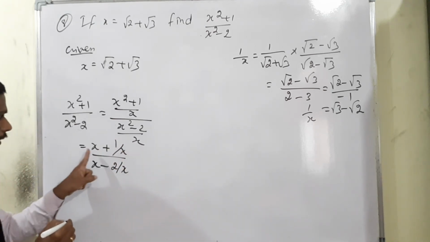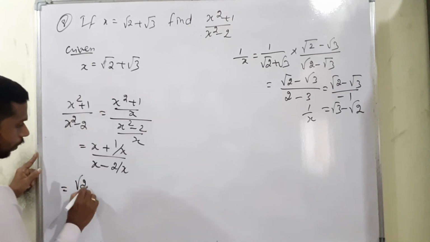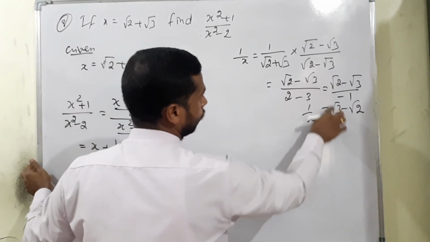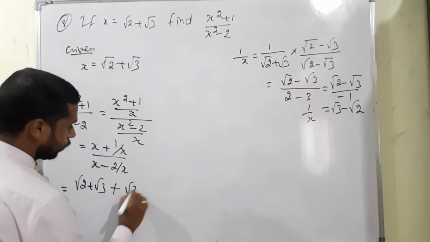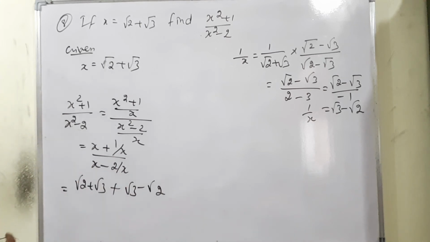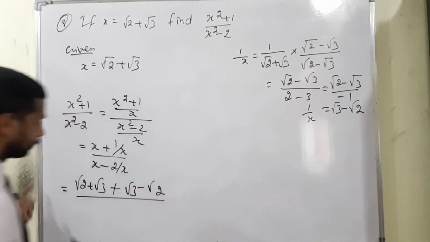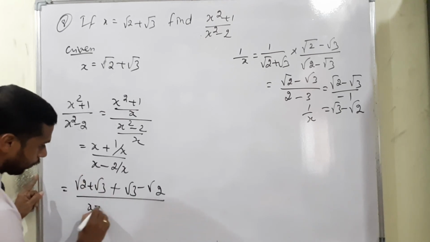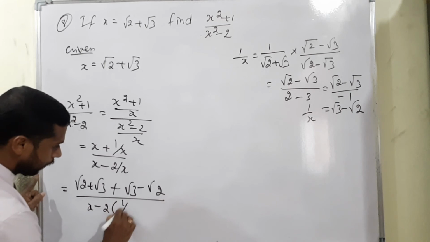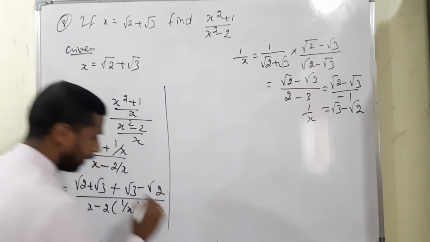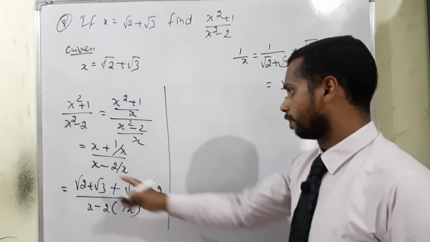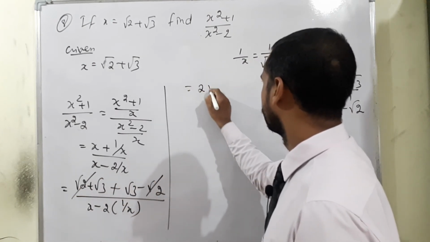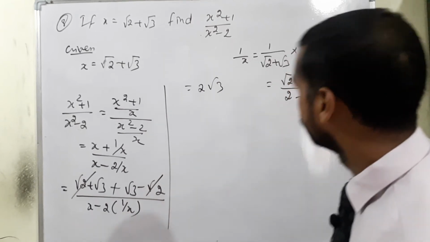Therefore, the numerator x value we already know: root 2 plus root 3, then plus 1 by x, also root 3 minus root 2. Now the whole term is divided by the denominator, x, which we already know. Otherwise I will write it once again: x minus 2, common outside, means inside 1 by x will come. The next term: plus root 2 minus root 2 cancel. Numerator 2 root 3, isn't it?